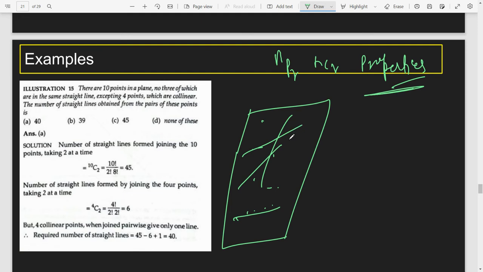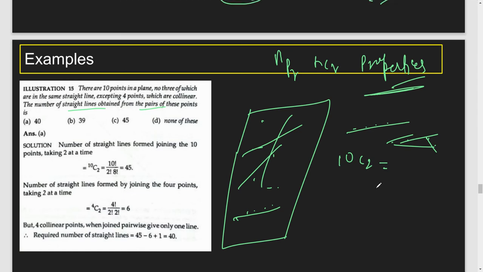So there are 4 points which are going to be on a straight line. A line is formed when you connect any two dots. Let's say you have 10 dots: choose any two dots, connect them, and you get a line. So 10C2 gives all the possible lines if all the points are different.